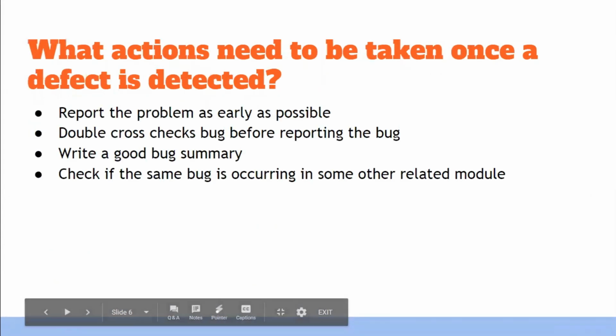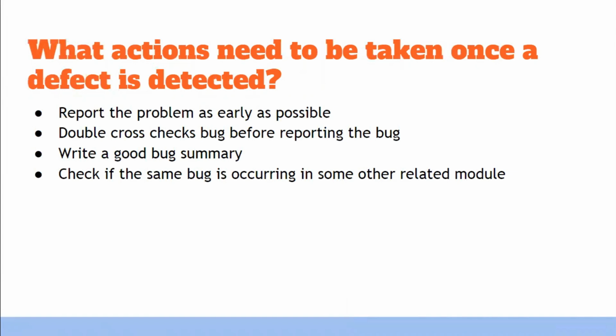Now, what action needs to be taken once a defect is detected? Just after you catch a defect, you need to report the problem as early as possible. You need to double cross-check the bug before reporting it. You need to be sure, for example, whether it is happening because of internet connectivity. You have to figure that out yourself first, then report the problem as soon as possible to your team members. You need to write a good bug summary and a good bug description, so that any team member can read it and understand. The language should be simple, clear and easy. Check if the same bug is occurring in other related modules. So these are some actions you should keep in mind whenever you detect a bug.